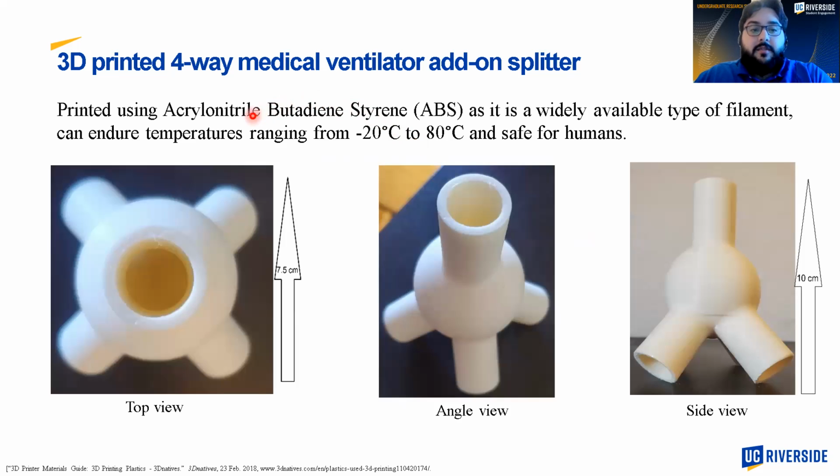The 3D design was turned into a 3D printed design using ABS, and I use ABS because it can endure temperatures ranging from -20 to 80 degrees Celsius and is safe for humans. And as you can see here, that's the part I 3D printed at home.